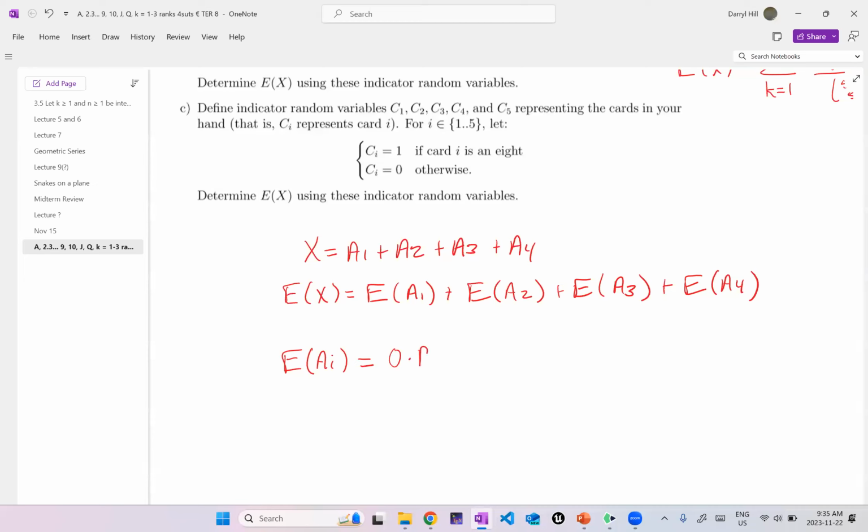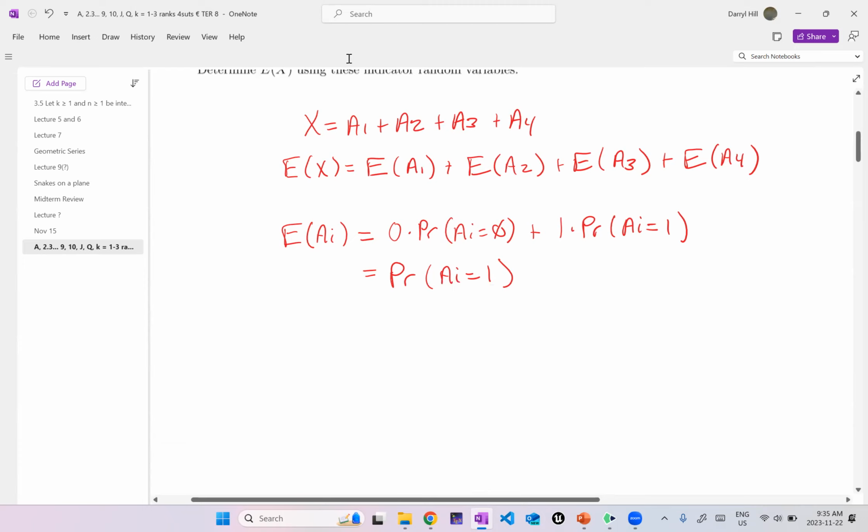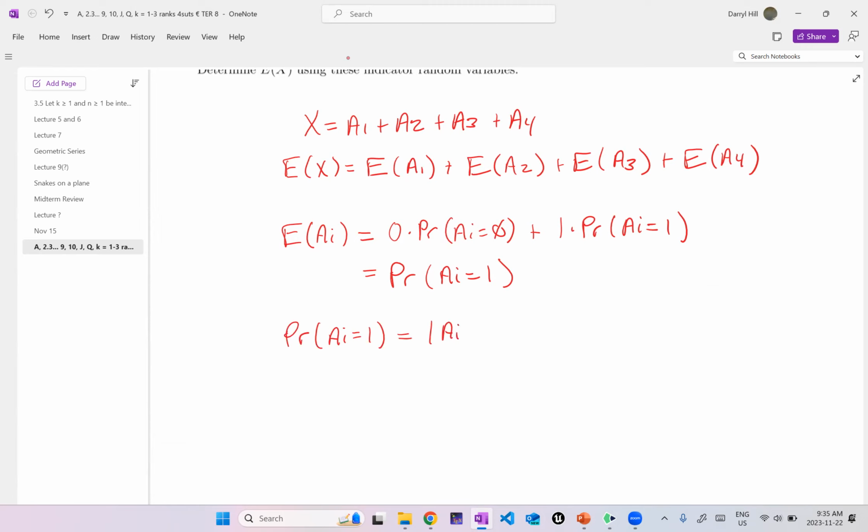If I summed over the range, I guess let's be a little bit explicit a few more times, and then I will start to leave this part out. Right, so that is the expected value of this indicator, which is simply equal to the probability that that 8 is in my hand. So what is the probability that that 8 is in my hand? Okay, well, it's a uniform probability space, right? So this is just a counting question. So probability that AI equals 1, or the 8 of I is in my hand. Well, it's all the hands that have that 8 over the sample space.